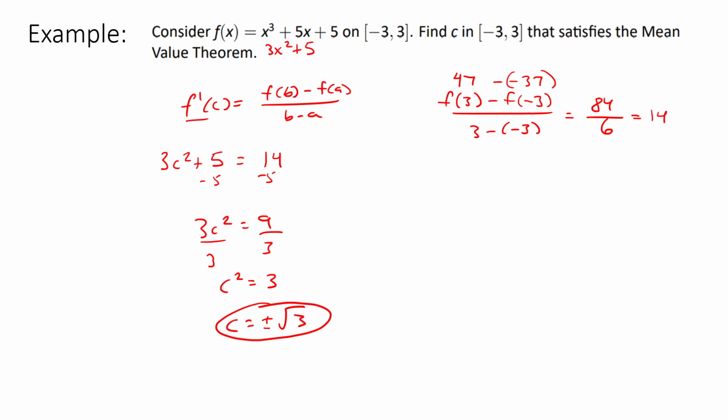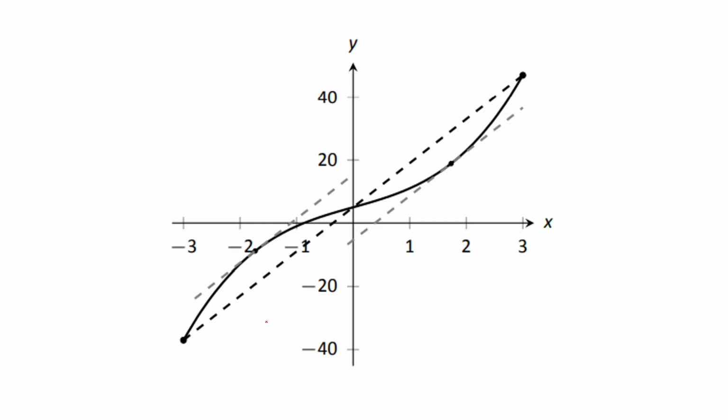And you're done. Certainly you do not need to graph it, but a way to check your answer would be to graph the function. So graph x cubed plus 5x plus 5 on the interval from -3 to 3. Find the slope of the line connecting the 2 points, and then check. Here's negative root 3, here's positive root 3. And sure enough, you can see that the tangent line is parallel, and this tangent line is also parallel. And we're done.